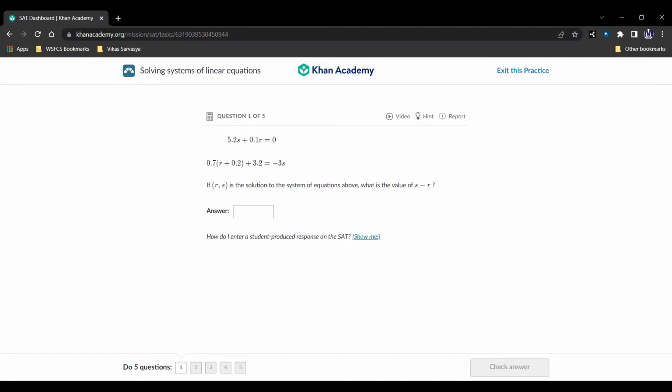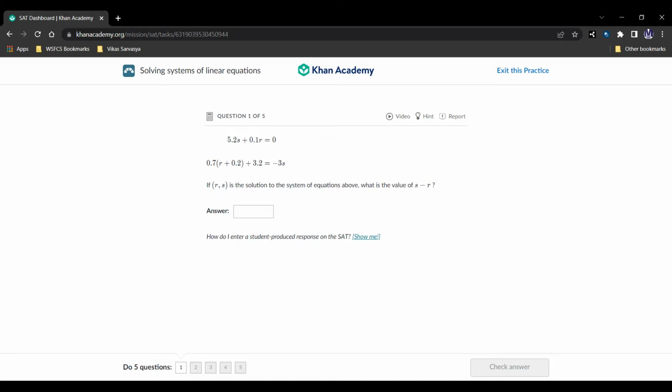Question number 1. 5.2s plus 0.1r equals 0, and 0.7 times r plus 0.2 plus 3.2 equals negative 3s. If r, s is the solution to the system of equations above, what is the value of s minus r? All right, let's see how we're going to approach this question.